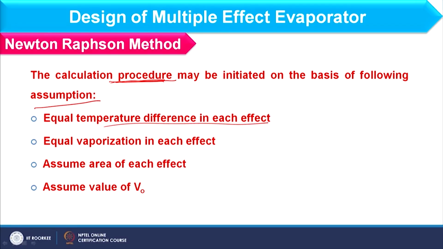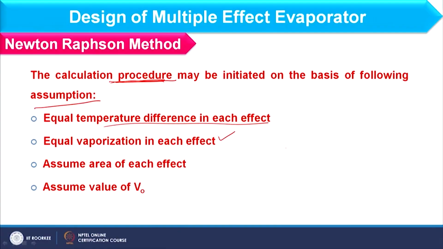So, that also we have considered in the Badger-McCabe method, considering equal heat transfer in each effect. So, equal temperature difference, it means delta T1 should be equal to delta T2 should be equal to delta T3. So, that will be slightly different in comparison to whatever you have considered in the Badger-McCabe method, right. We have equal vaporization in each effect. So, V1 equal to V2 equal to V3. In this way you can fix L1, L2 and L3.